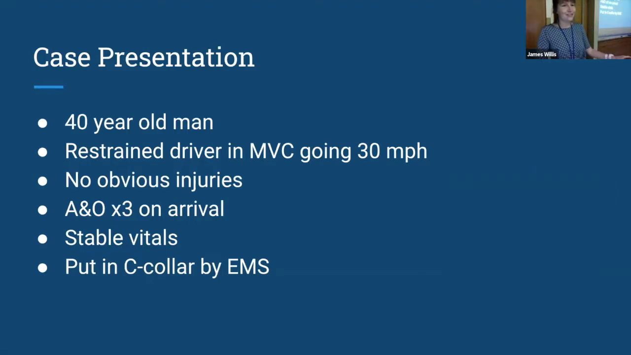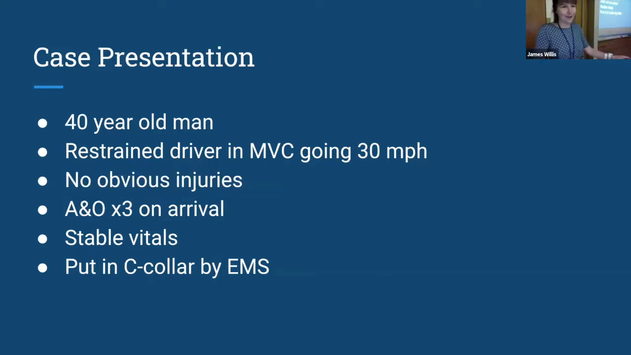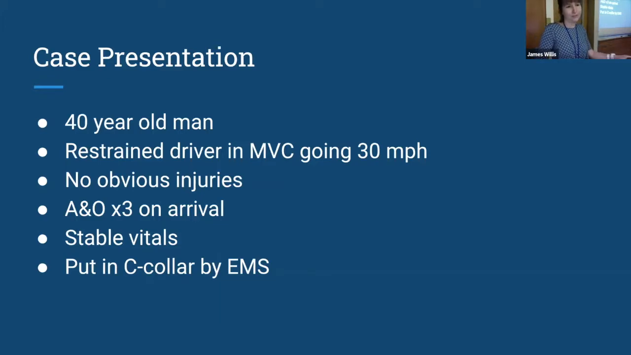So your senior brings up, what if instead of 40, this was a 70-year-old man? What if he had been ejected from the vehicle? What if he had this huge right femur fracture? Or what if he was only AO times 1? What if his clothes just reeked of alcohol? And how would each of those change your decision in clearing this patient's C-spine?